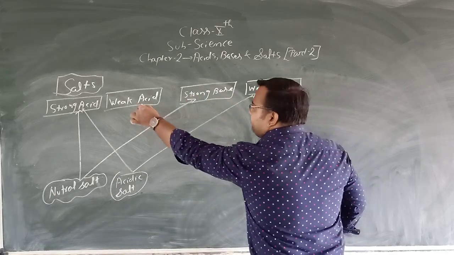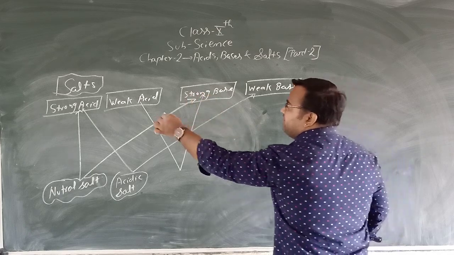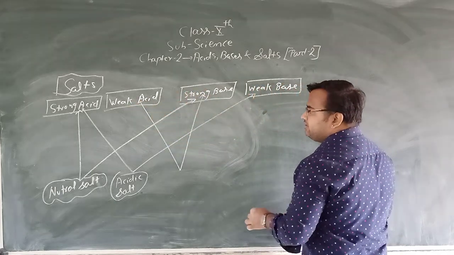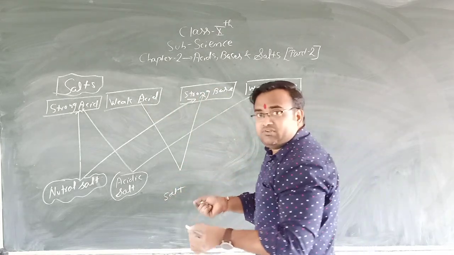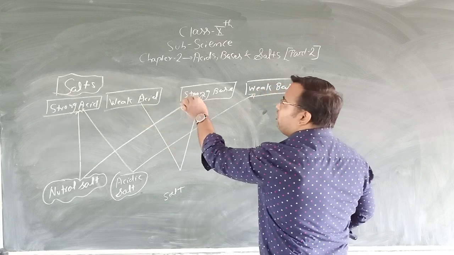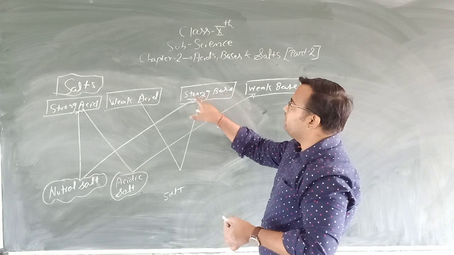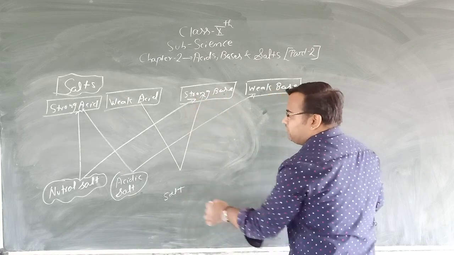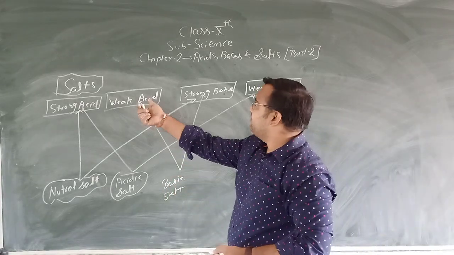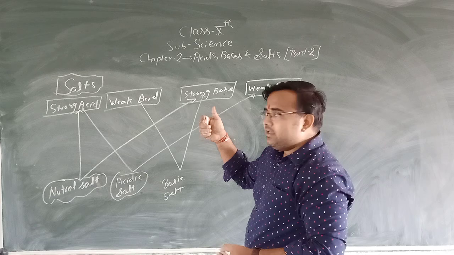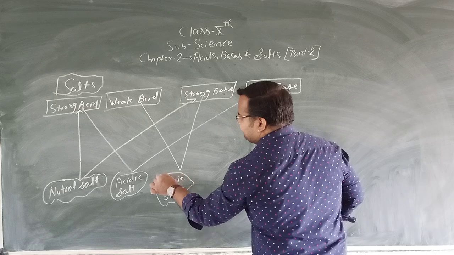Now, if weak acid is treated with strong base, acid and base react and salt will be formed. But which type of salt? Weak acid, strong base. Now here, who is strong? Base is strong. So the salt will be basic in nature. Who will dominate, acid or base? Here base will dominate because base is strong. So the salt will be a basic salt.